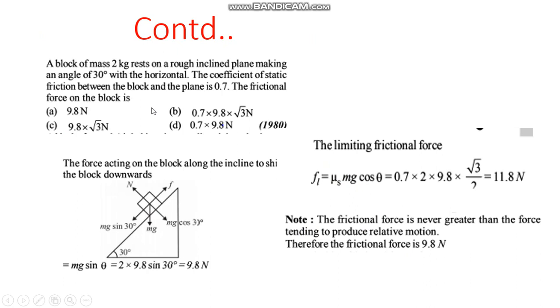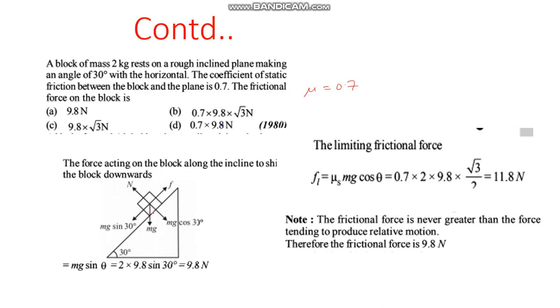A block of mass 2 kg rests on a rough inclined plane, making an angle of 30 degrees with the horizontal. The coefficient of static friction between the block and the plane is 0.7. That means the mu value is given. The frictional force on the block is. So here mu is given as 0.7.